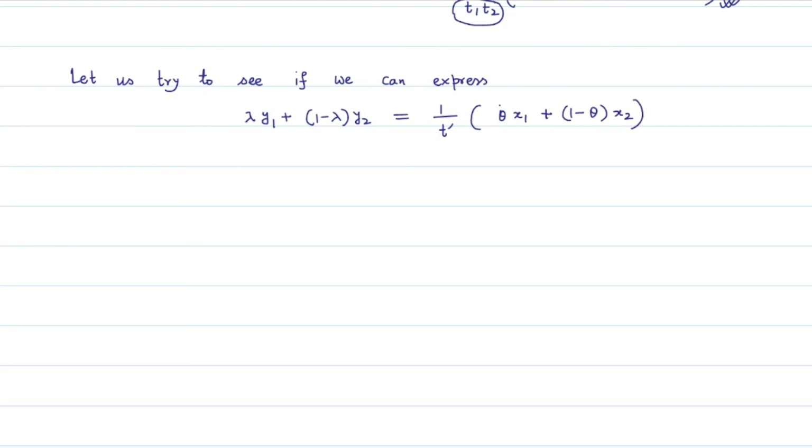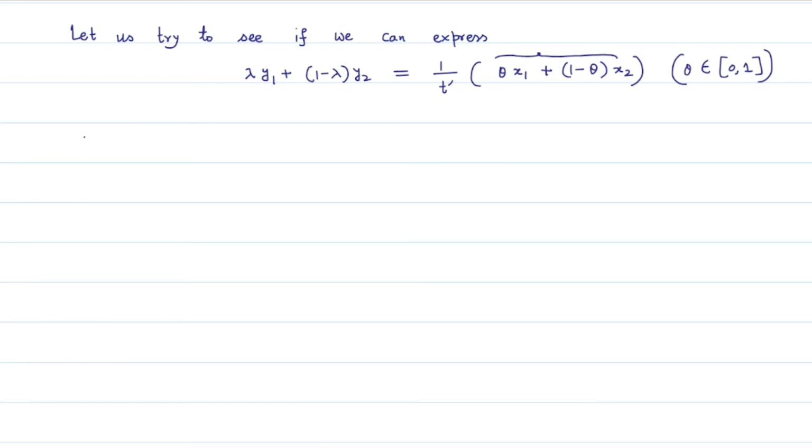If we can assure existence of a theta in between 0 and 1, for which this equation is valid, then you notice that we can go with this expression as our x dash, and that will serve our purpose. Now here I would like to give you a home task, that verify with theta is equal to lambda t2 divided by 1 minus lambda into t1 plus lambda t2.